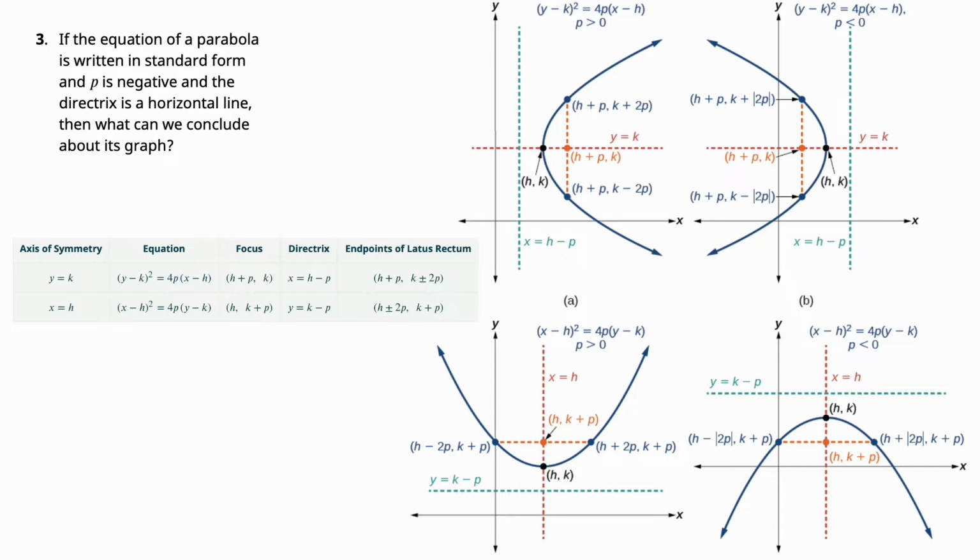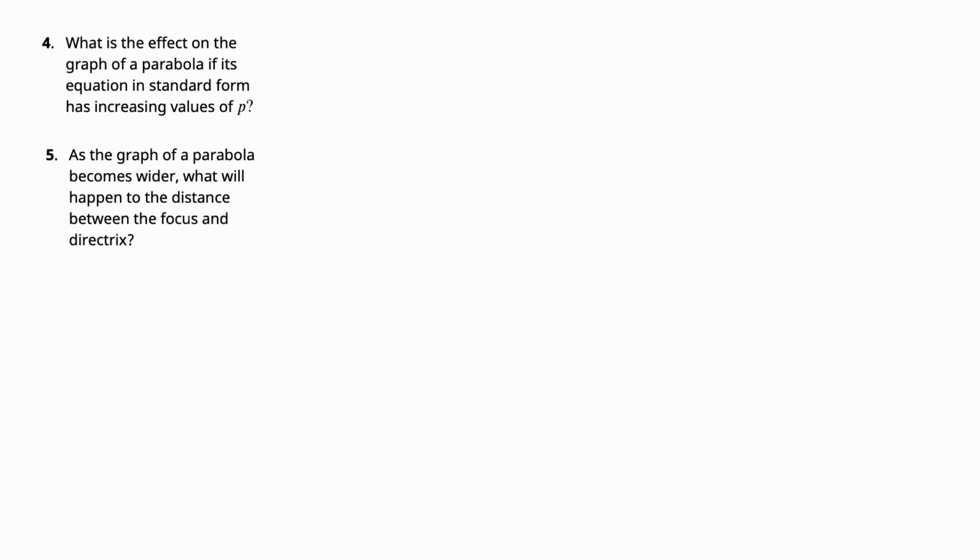Or up and down, depending. Alright, so these two questions kind of go together. What is the effect on the graph of a parabola if its equation in standard form has increased values of p? As the graph of the parabola becomes wider, what happens to the distance between the focus and the directrix? Well, p is the distance from the vertex, so these are actually kind of related. So let's look at what those do.